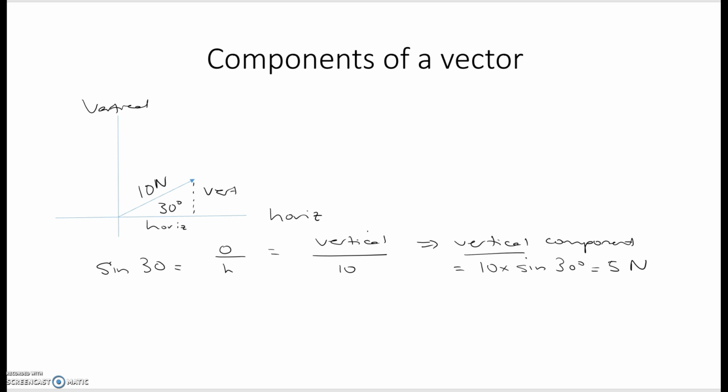So that's the vertical. And we can similarly say that the cosine of 30 is the adjacent over the hypotenuse. So that's the horizontal component over 10. Rearranging that, we've got that the cosine of 30 times 10 will give us the horizontal component, and if we work that out on our calculators, it's that.